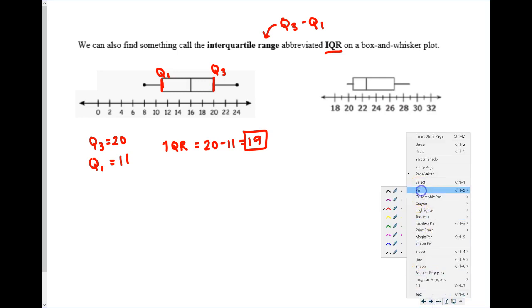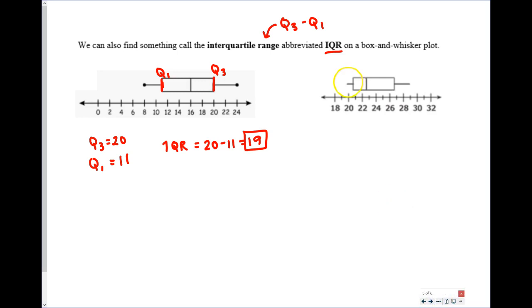For this one, I've got a Q1, and I'm estimating here because this box and whisker is a little hard to read, but I'm going to say that this is, oh, sorry, I don't want that value. I want this value. This value right here, I'm going to say is 21. I know it doesn't really look like it, but it's a bad scale. And I'm going to say this guy is 25, okay? So now my IQR is just 25 minus 21 to give me 4.